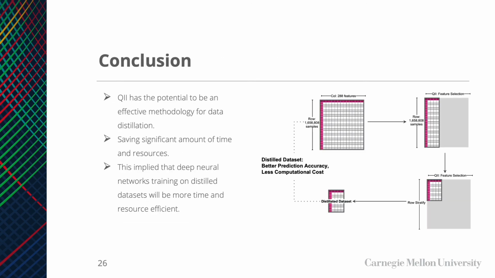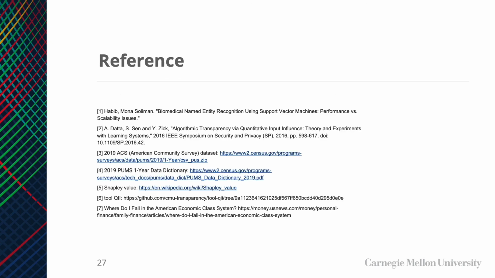In conclusion, QII has the potential to be an effective methodology for data distillation. The hypothesis of using QII lies in its potential to be applied to different data sets, thus saving a significant amount of time and resources. This implies that deep neural network training on distilled data sets will be more time and resource efficient. More work in the future needs to be done to properly stratify the data sets using the QII measures to verify this hypothesis.